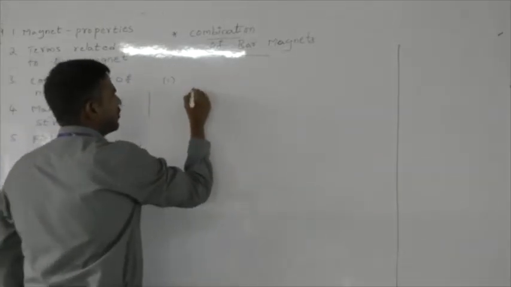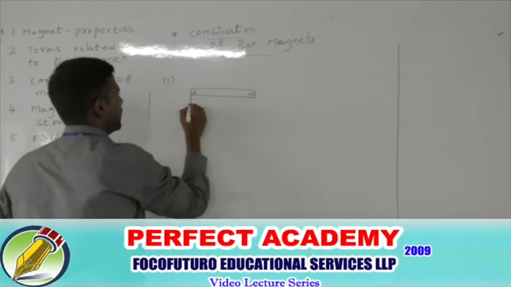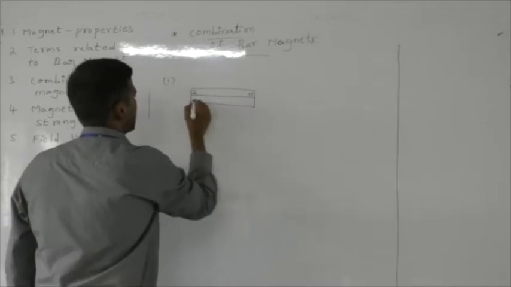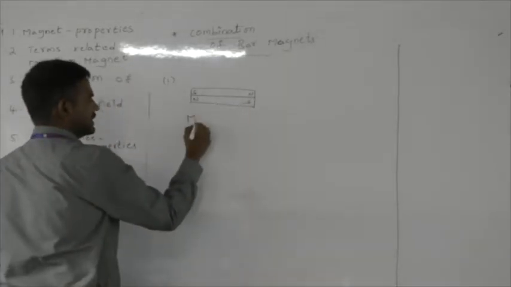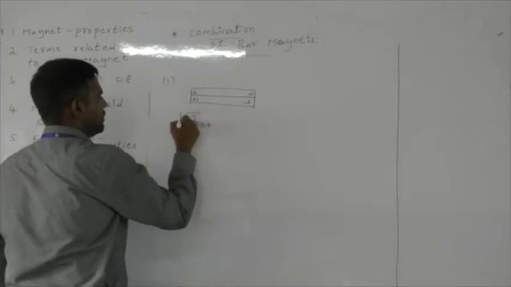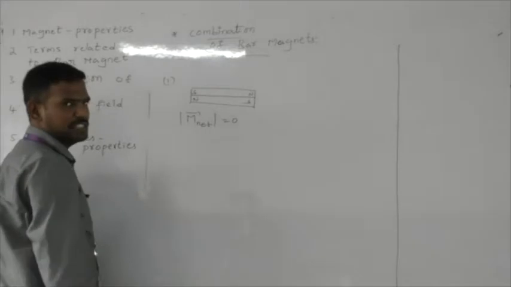So here I have two bar magnets and both have the same magnetic moment, but one is kept upon another like this. Then what is going to be the resultant magnetic moment? In this case, the resultant magnetic moment magnitude equals 0. Why? Because the two are opposite to each other.